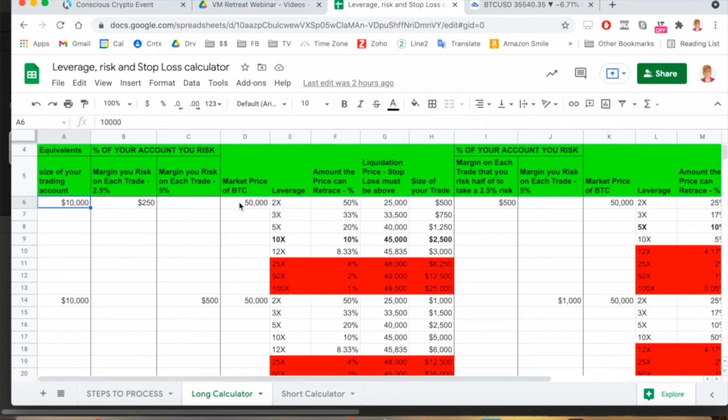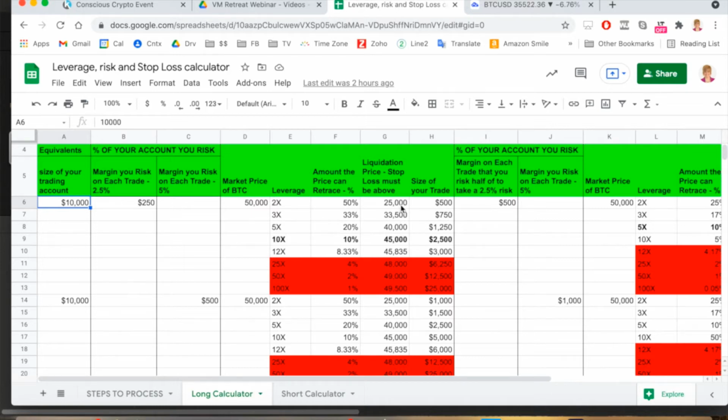So let's say the market price of Bitcoin is at $50,000. At a 2x leverage, that means that the price of Bitcoin can retrace 50% of this amount before you would hit the liquidation level. At a 3x leverage, the market can retrace 33.3% before you would ever liquidate. At 5x, it can retrace 20%. At 10x, it can retrace 10%, etc. If you were risking the entire amount of your margin, then your liquidation price would be this low.